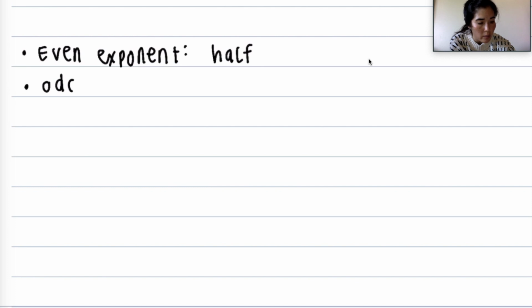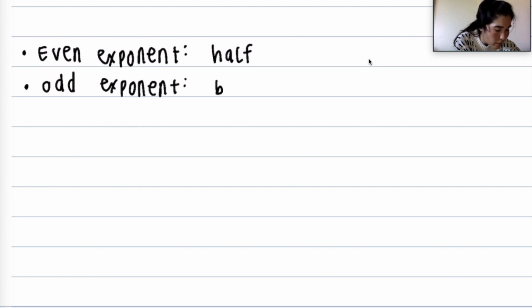All right, so I'm going to write down these rules again for you. So remember, if you have an even exponent, you take half of it. So again, take half. If you have an odd exponent, you are going to bump it down.